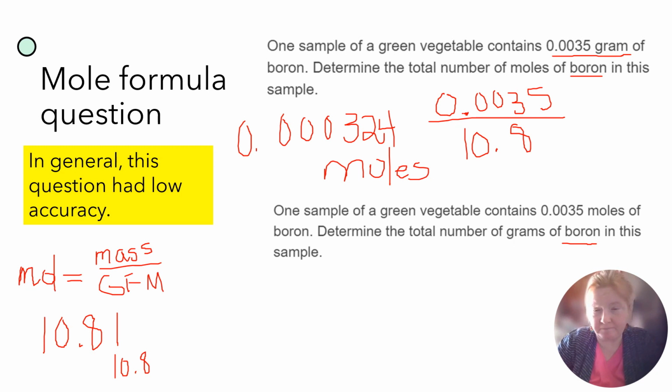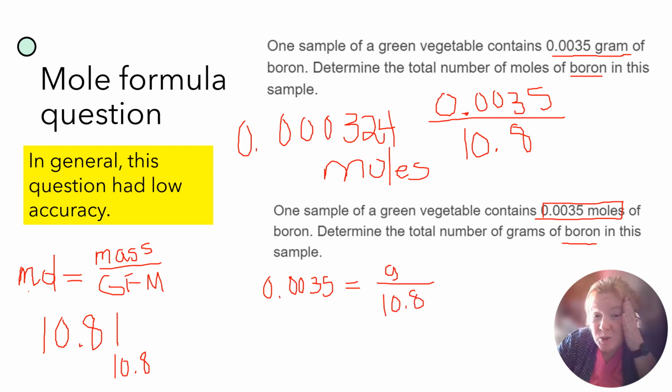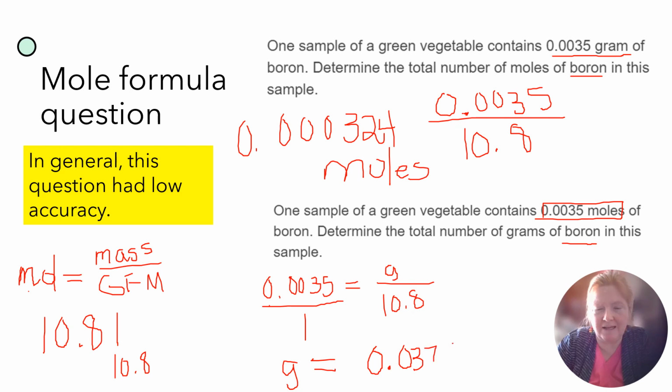Now, for this one, okay, you had to do the setup a little bit differently. So this one I know moles, so in place of moles I put 0.0035. Here I'm trying to find the mass, so that's grams, divided by, I still use the same gram formula mass. And remember what I told you, put it over 1, right? And then multiply. Right? Cross multiply. So this is just going to say grams equals, and I'm going to multiply this 0.0035 times 10.8, and I am going to get 0.0378. Okay?